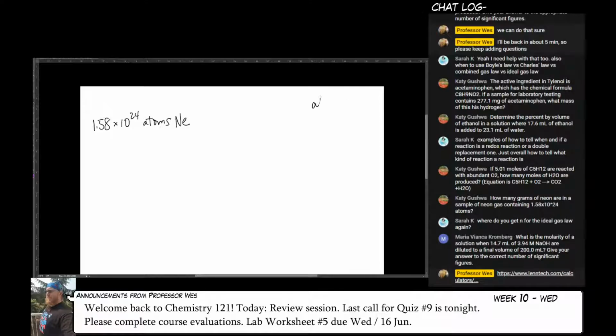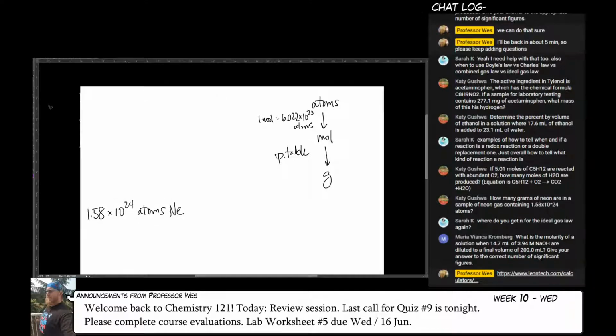So this is neon. Remember that we can turn atoms into moles by using Avogadro's number, right? 1 mole is Avogadro. So if I know the number of atoms, I know the number of moles. And if I know the number of moles of something, I can figure out the number of grams. And this is from the periodic table. So let me just move this down here. And then we'll turn atoms into moles. And then we'll turn moles into grams.